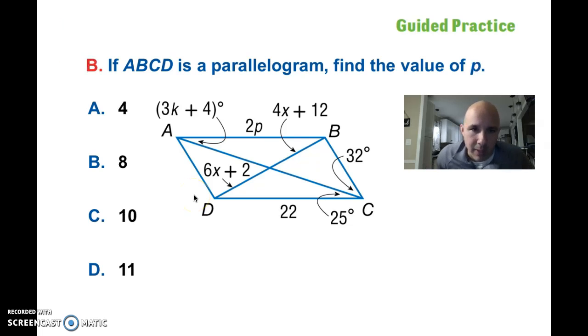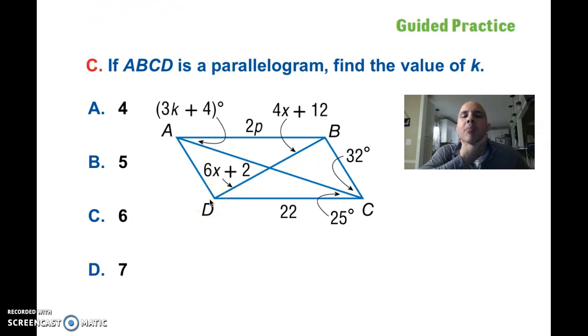One more time, it's your time to shine. ABCD is a parallelogram. Find the value of P. I'll locate where P is located, and I'll use the properties of parallelograms. Let's solve for P. Is it A, B, C, or D? Let me know if you have any questions. Good luck.